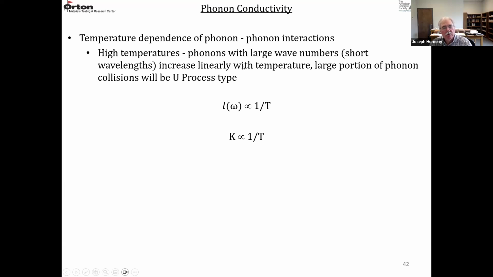At high temperatures, we have phonons with large wave numbers, short wavelengths, so they increase linearly with temperature. Now a large portion of the phonon collisions are this U-type. So at higher temperatures, the mean free path is proportional to 1 over the temperature, and K is also proportional to 1 over temperature. This is how conductivity falls off with temperature in a 1 over T relationship.